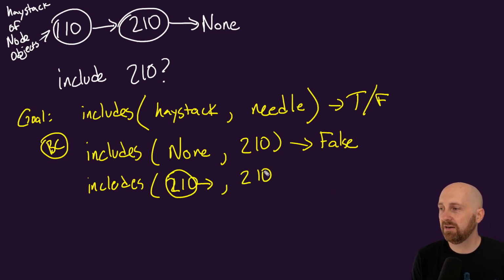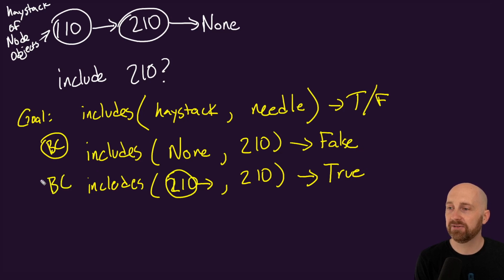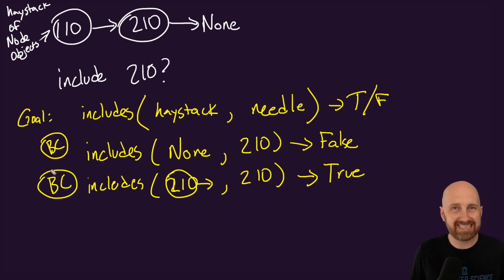And we're looking for 210. And this feels like a pretty easy solution too, right? Sure, you give me 210 as the first node in my haystack, and I'm going to give you back true, because that's what you're looking for. I know that we found it, right? So this would be another base case. We know exactly what to return. We can completely solve the problem at this point. I've seen enough, right? We don't have any more work to do.